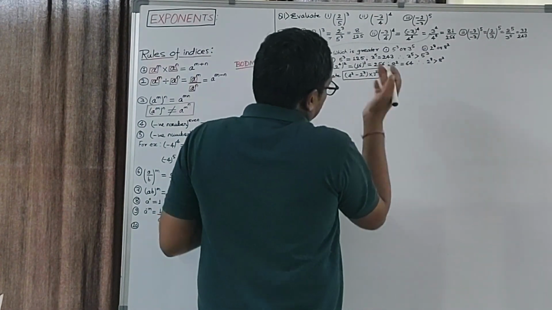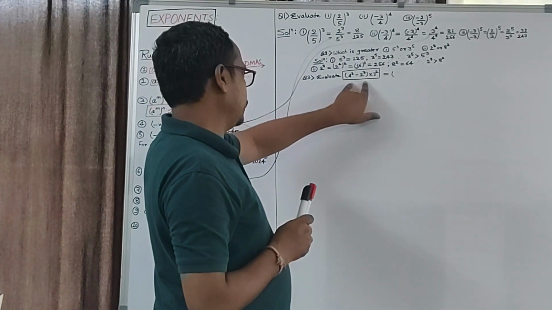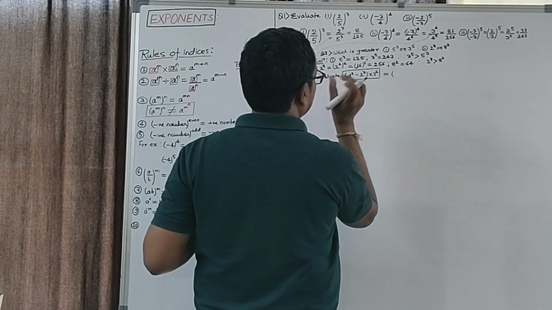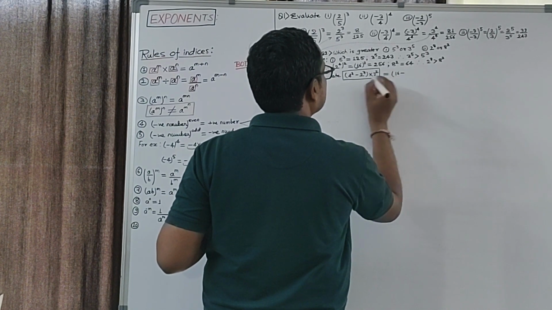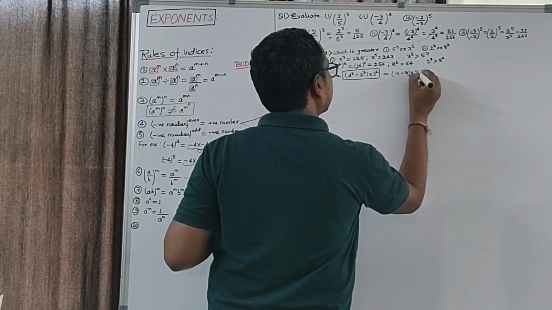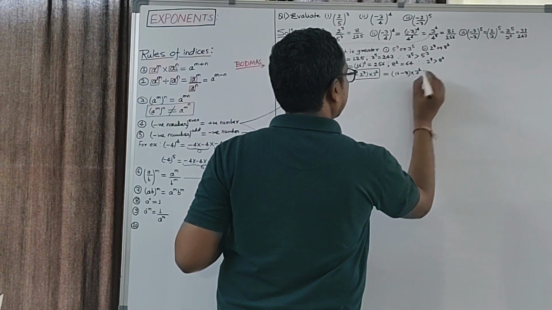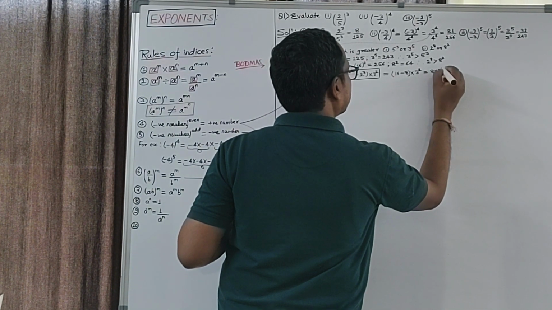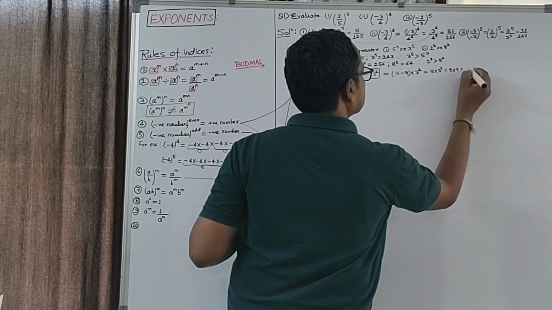I think it is better to solve 4 square minus 2 cube first, because we cannot take anything common out of that. 4 square is 16, minus 2 cube is 8, into 3 square. So 16 minus 8 is 8, into 3 square. 3 square is 9, so you write 8 into 9, that is 72.